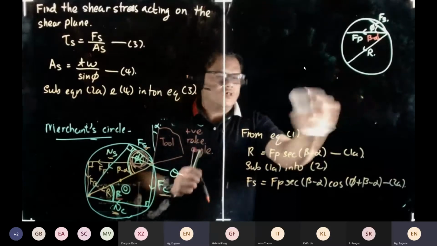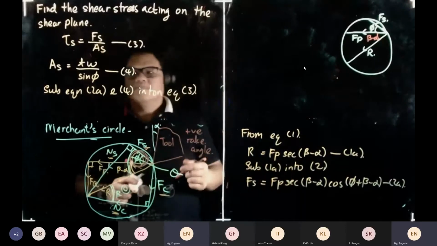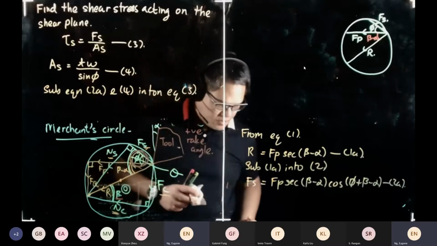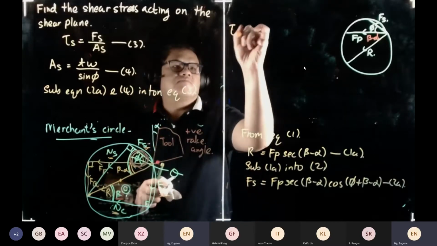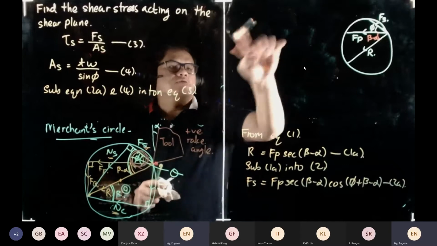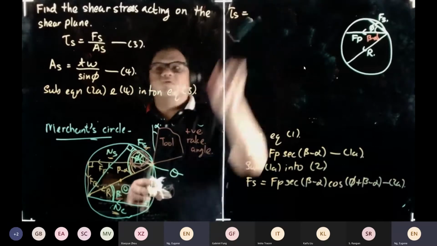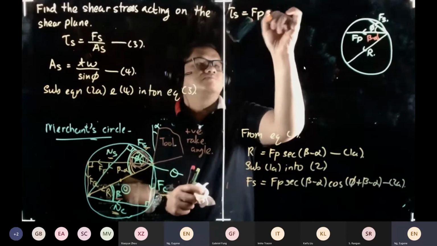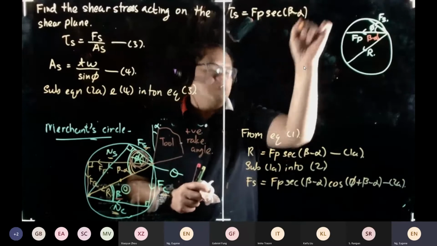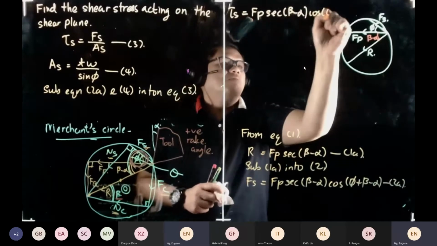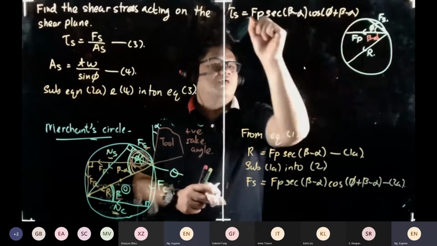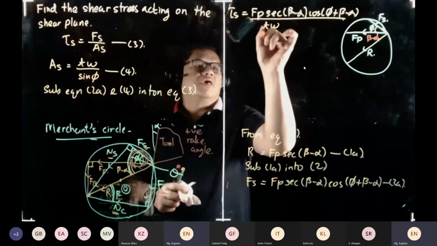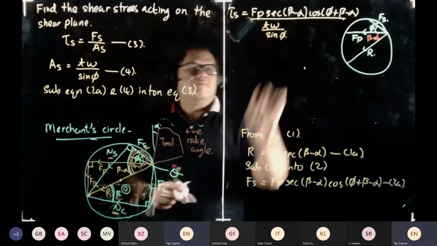Okay, he formed another equation to state that equation. So 2a and 4 is equal to equation number 3. So here we have tau s is equal to Fs, which is Fp secant(beta minus alpha) cos phi plus (beta minus alpha), the whole thing divided by As, which is equal to T omega over psi pi, right?